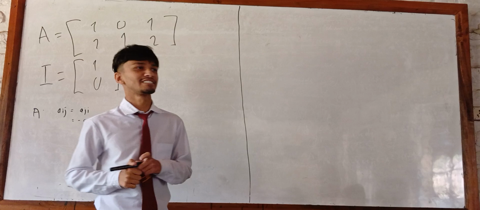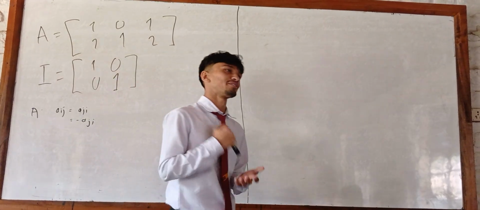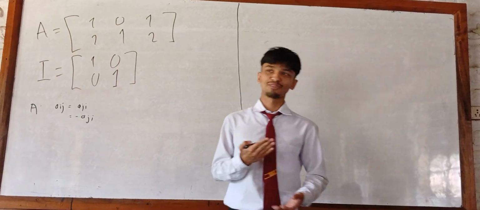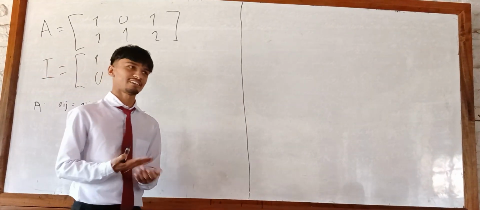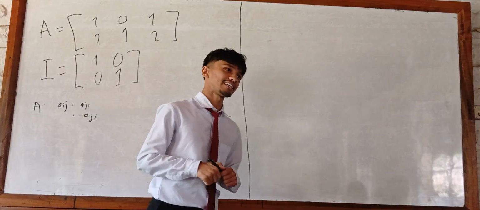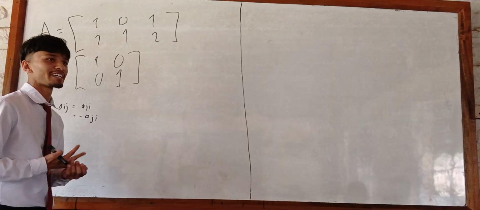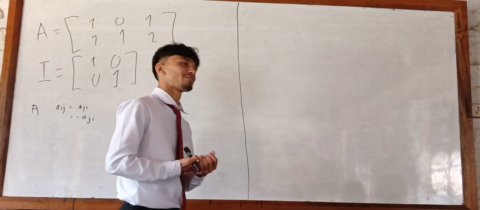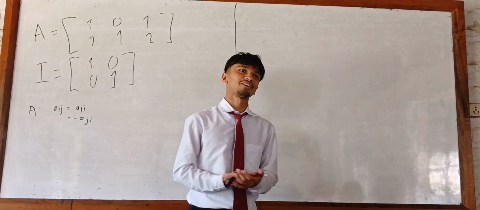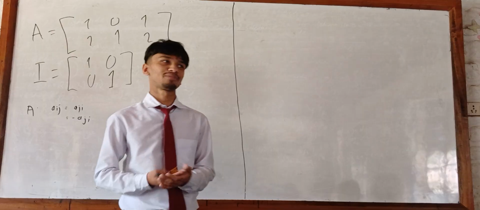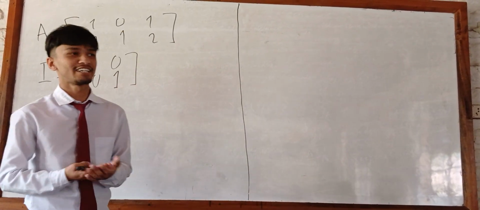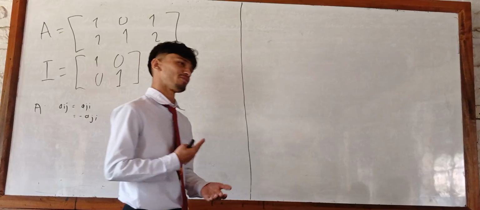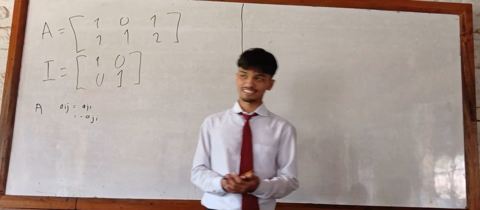Another thing we need is the 4 basic operations of the matrix, which are addition, subtraction, multiplication, and multiplication by a scalar constant. For addition and subtraction we need the same order of matrix, and for multiplication of matrices we need the columns of the first matrix and the rows of the second matrix to be equal. Without that we cannot perform multiplication.